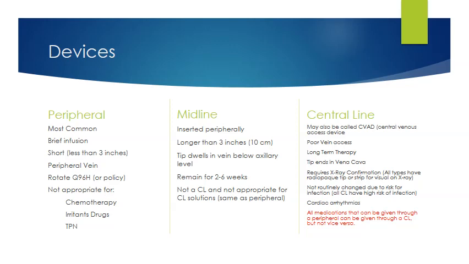They are about 10 centimeters in length. The tip of it dwells just below the axillary level. So with the peripheral, again, it's not going to be that long, but with the central lines, they actually go further. They actually end in the vena cava. So the midline stops right at the axillary, or your armpit level. You can use those up to 6 weeks.